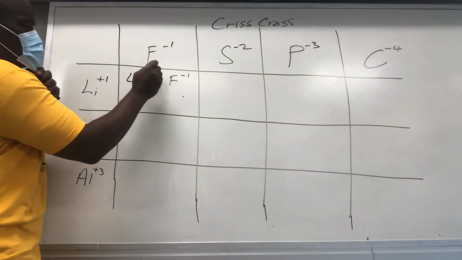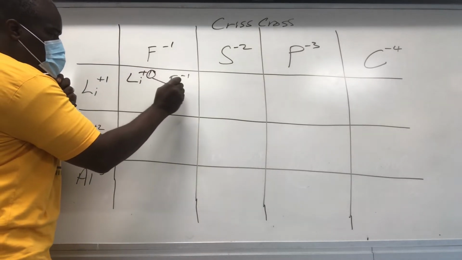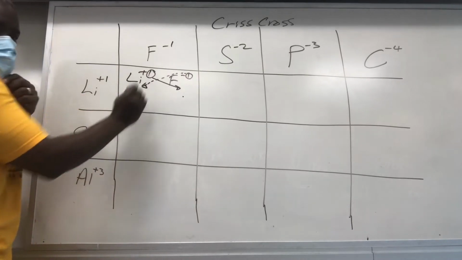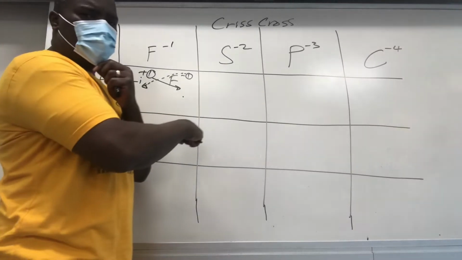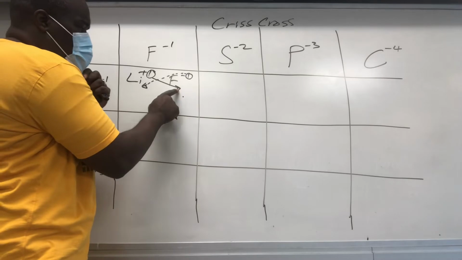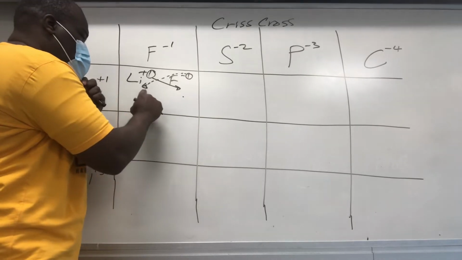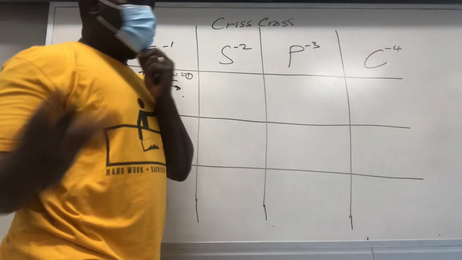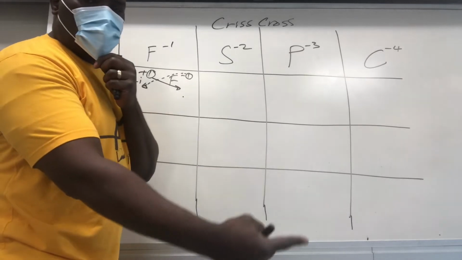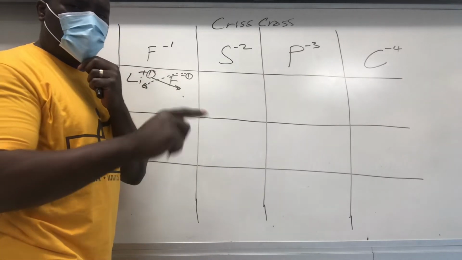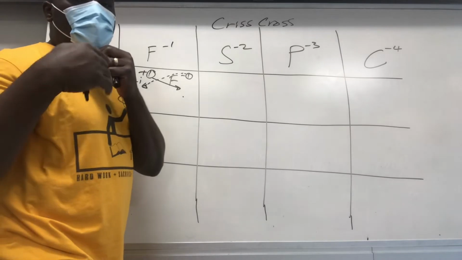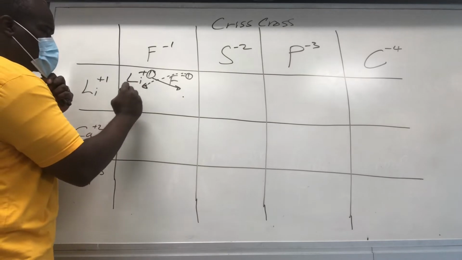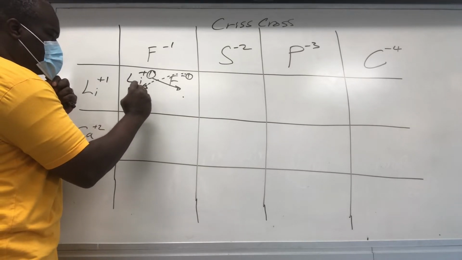So the lithium's one goes to the fluorine, and the one from the fluorine goes to the lithium. You switch to the other guy's subscript. Students ask me, so you're switching the charges? No, we're not switching the charges. Lithium is still a positive ion, fluorine is still a negative ion. But the reason we're switching the numbers is that it helps us balance out the charge ratio, which we'll see in a second.